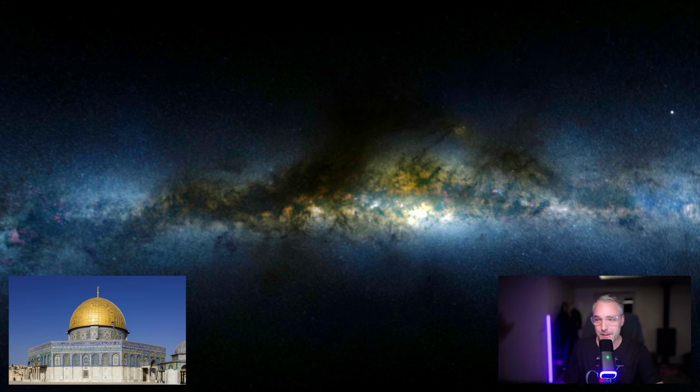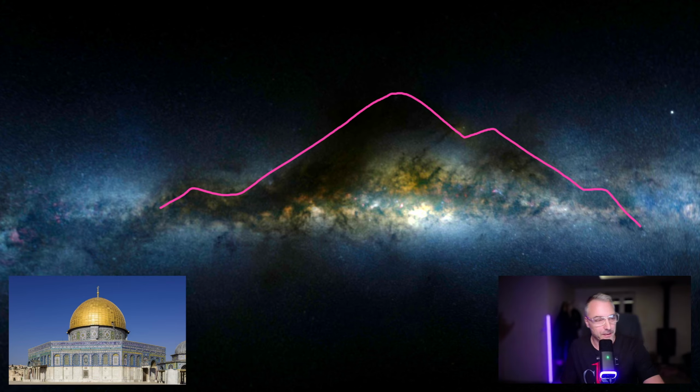So let me draw it here. Because here we got the Temple Mount in the Milky Way center. And if you have seen some of my other videos, you will know that this mountain is the same mountain used globally in all the ancient cultures in their mythologies and creation stories. And the Bible is just number 100 in the row, so to speak.